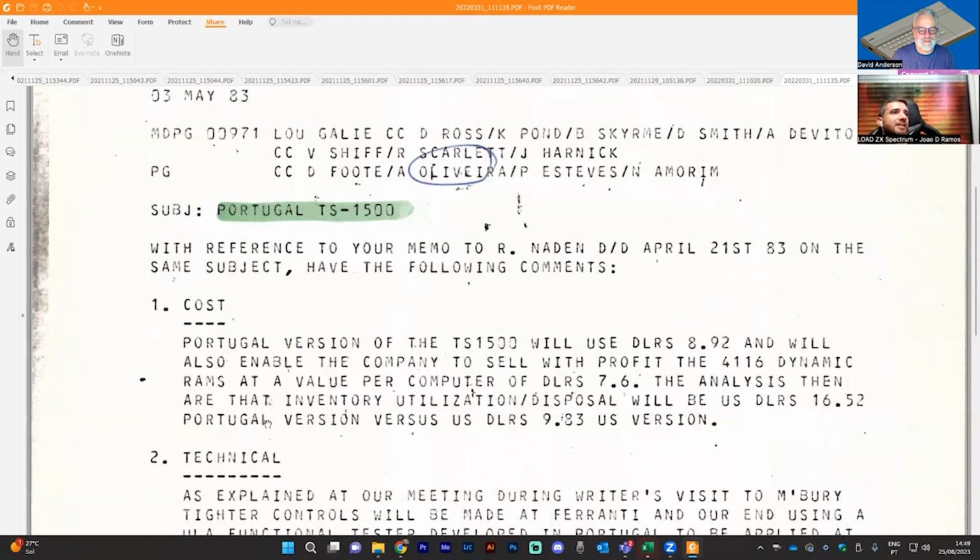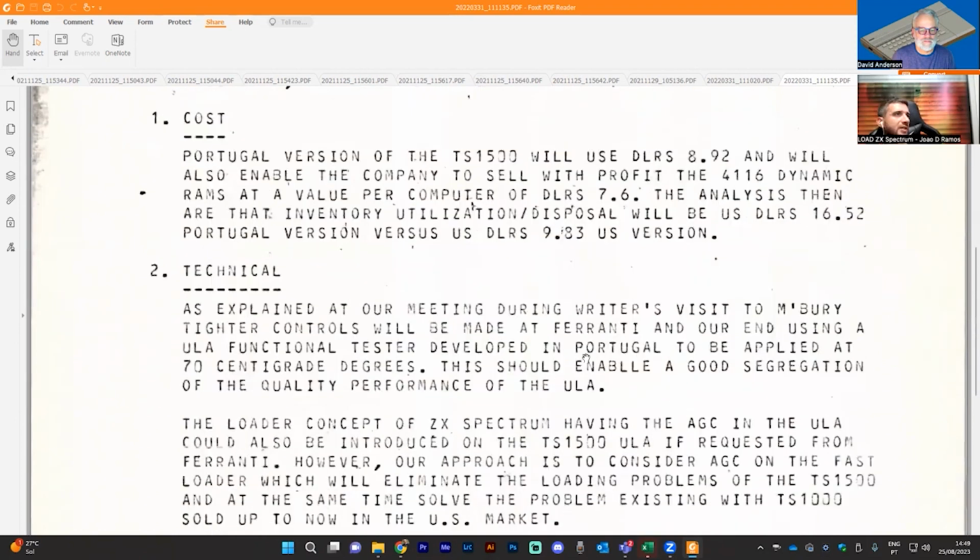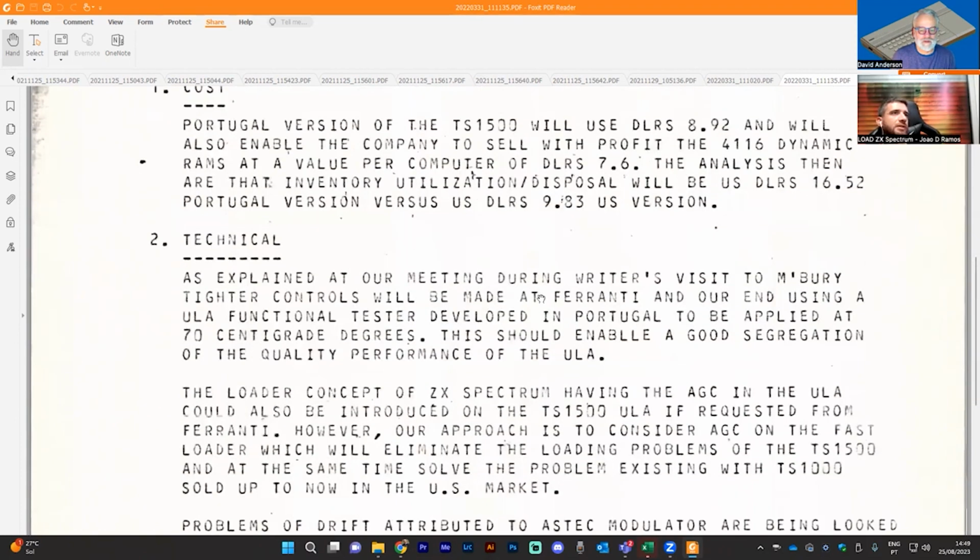The analysis then is that inventory utilization disposal will be in US dollars, Portugal version versus US, where they were saying it was only 8. Yeah. And they're claiming, no, you should look at this in another way, because we are selling the memories with profit. Technical: as explained at our meeting during Writer's visit to Middlebury, tighter control will be made at Ferranti on our end using a ULA functional tester developed in Portugal, to be applied at 70 centigrade degrees.